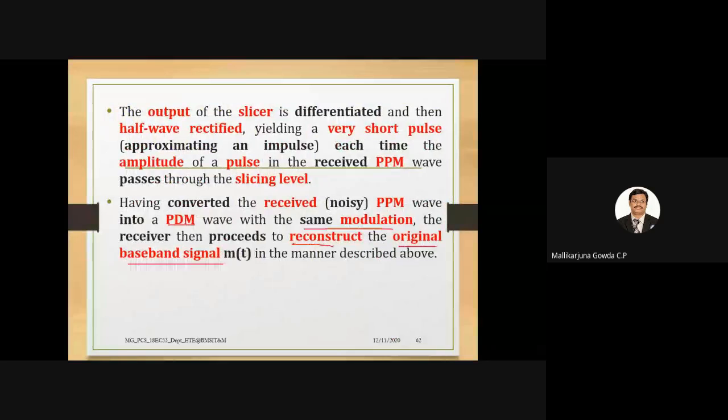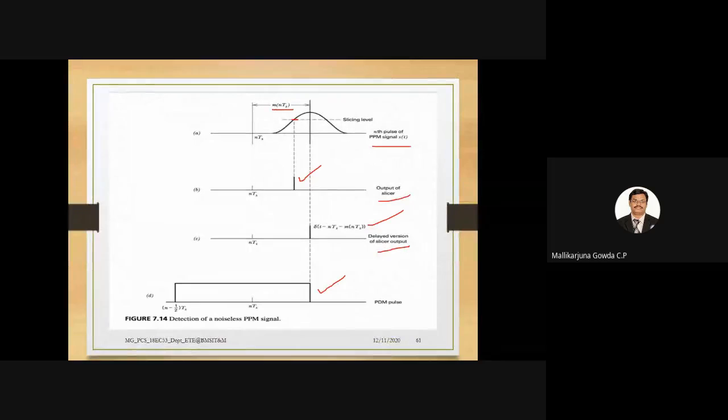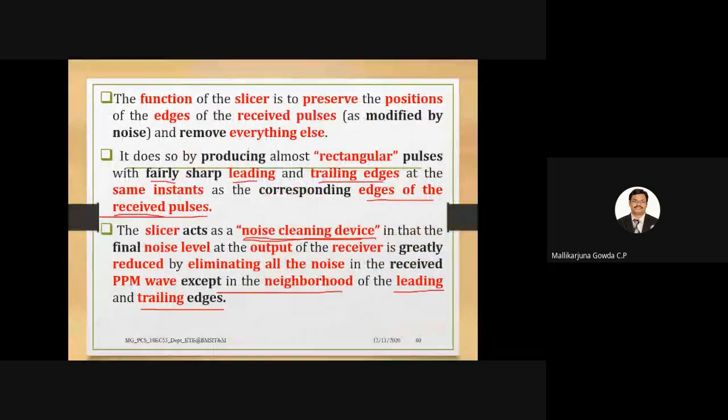Just hope this point is clear. The function of the slicer: how does it eliminate the noise at the leading and trailing edge of the PPM wave at the receiver side, and why is it required, right?